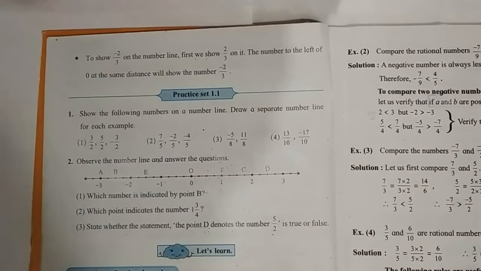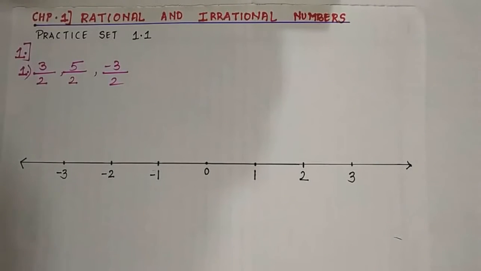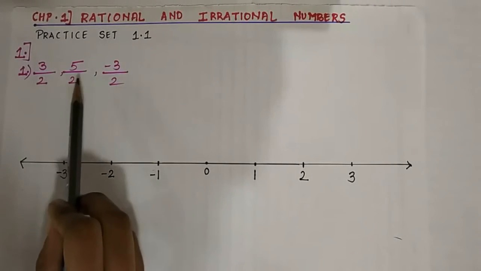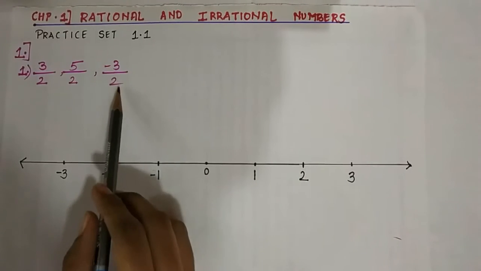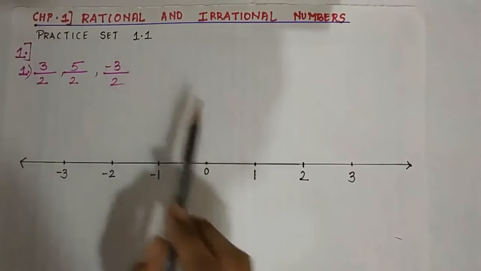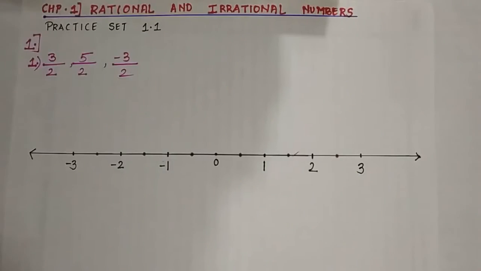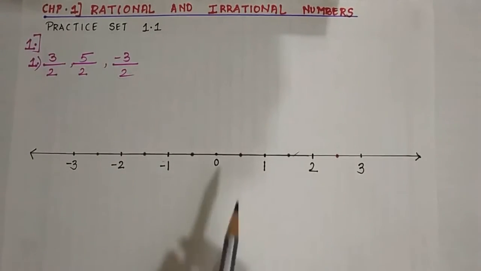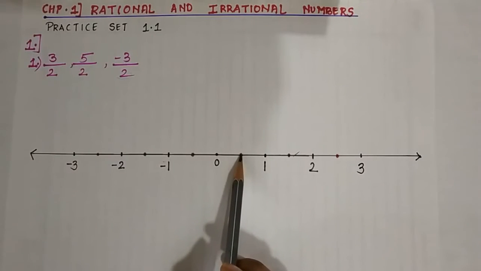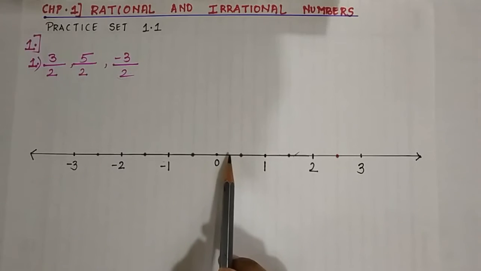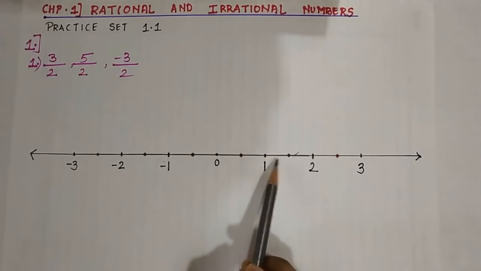So let's start with practice set 1.1. First question, show the following numbers on a number line. Draw a separate number line for each example. Now the first one here is 3 upon 2, 5 upon 2 and minus 3 upon 2. Since the denominator is 2, I will divide each unit into 2 equal parts. When I say 2 equal parts, it means that in each unit I will draw only 1 point. So now count 1 and 2 equal parts.